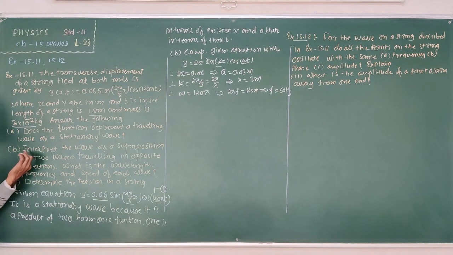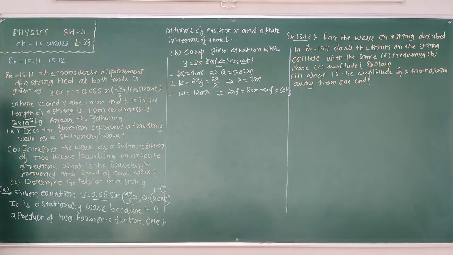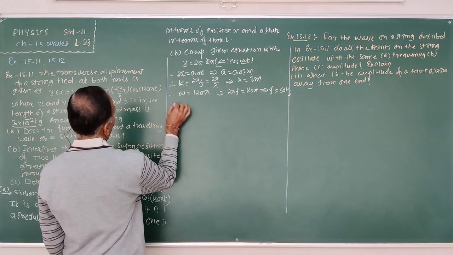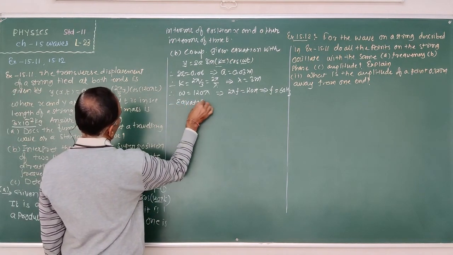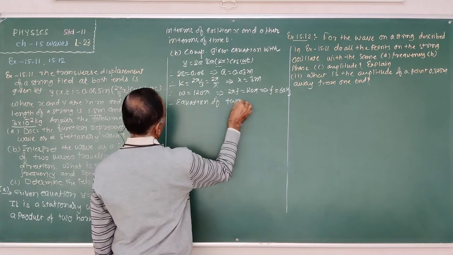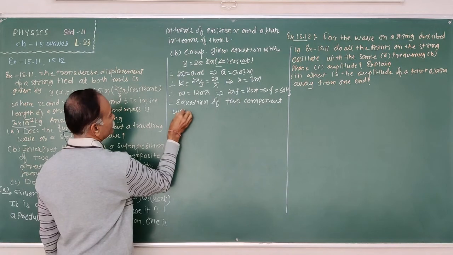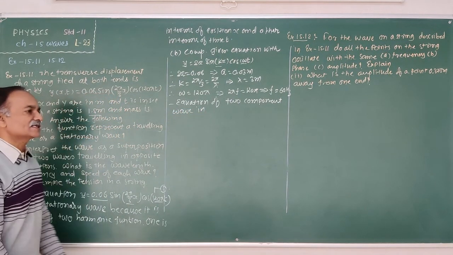So here we are going to discuss this thing. Interpret the wave as the superposition of two waves traveling in opposite direction. What is the wavelength, frequency, and speed of each wave? So here we find out the wavelength and frequency. Now, what are the equations of the two component waves in the given stationary wave?